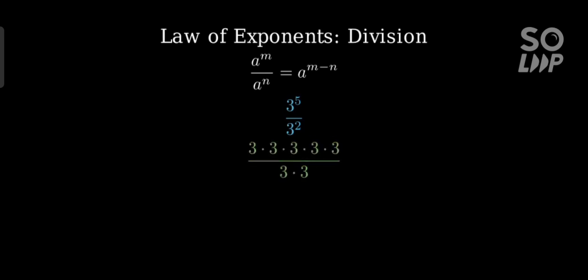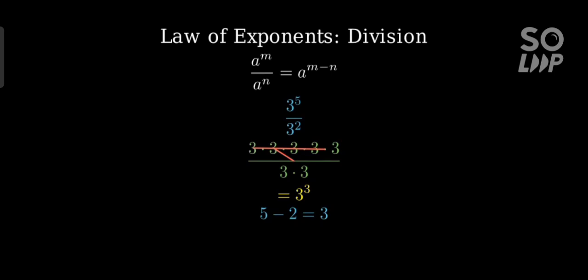Let's write out what this means using the definition of exponents. When we divide these expressions, we can cancel out 2 3's from the top and bottom. This leaves us with 3 3's in the numerator, which is 3 to the 3rd power. Notice what happened to the exponents. We started with 5 in the numerator and subtracted 2 from the denominator, giving us 3. This demonstrates the law. When dividing powers with the same base, we subtract the exponents.